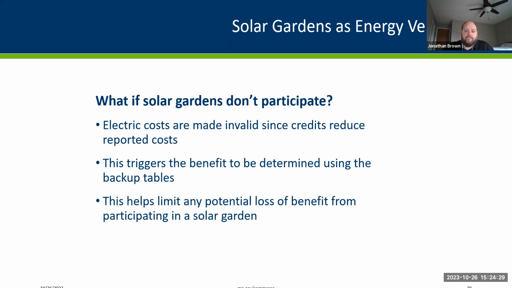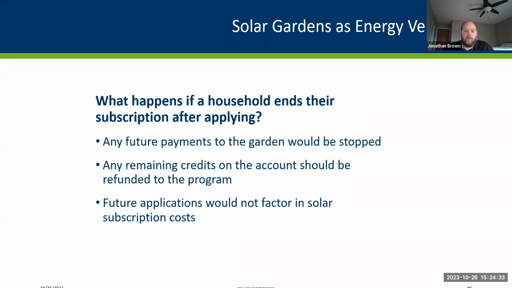And then on the next slide, we talk about what happens if a household ends their subscription after they applied. So they signed up, they were doing it at the time, they put it on their application, but now we find out they're not a participant. It might be from the household, it might be from the solar garden that lets us know. Basically any future payments, if they were scheduled, would be stopped to that garden. If there were any credits left on that account, we'd ask those to be refunded.